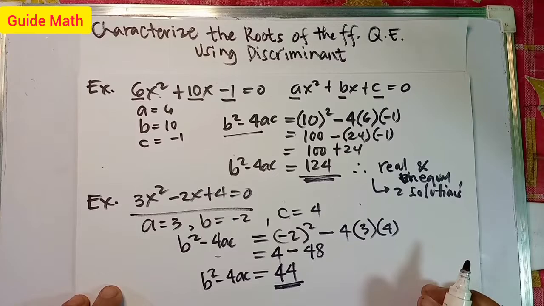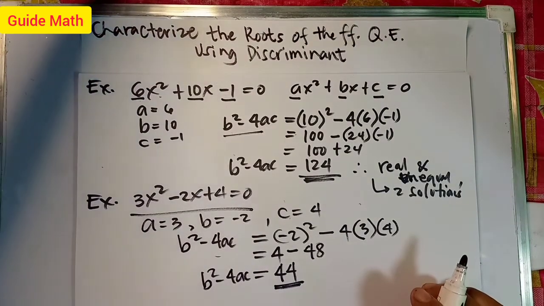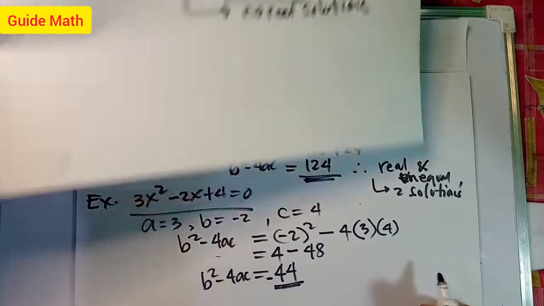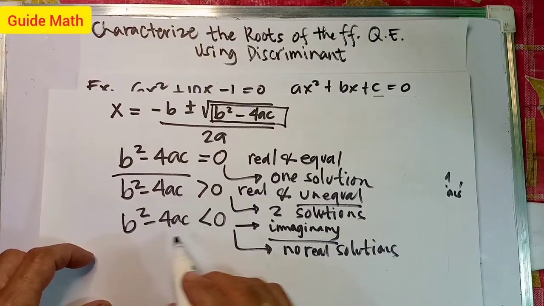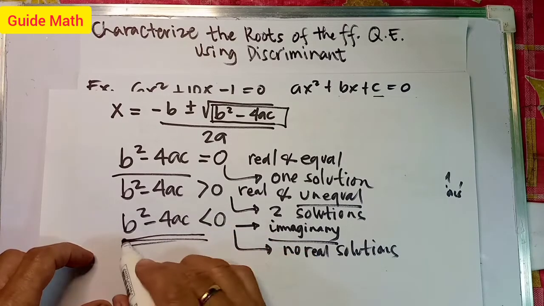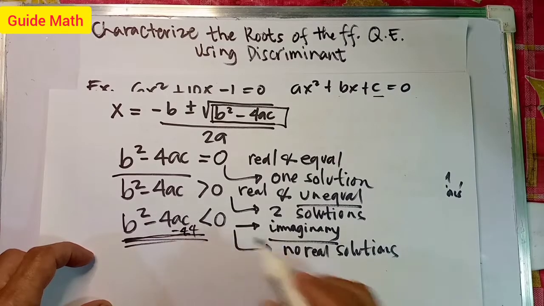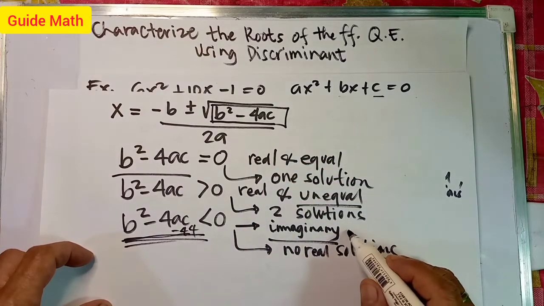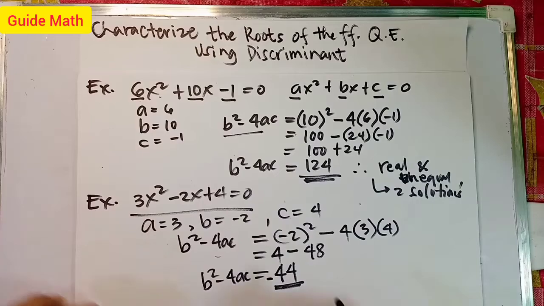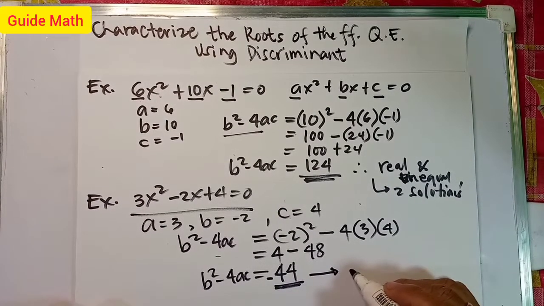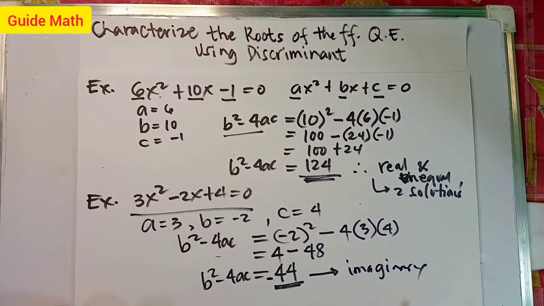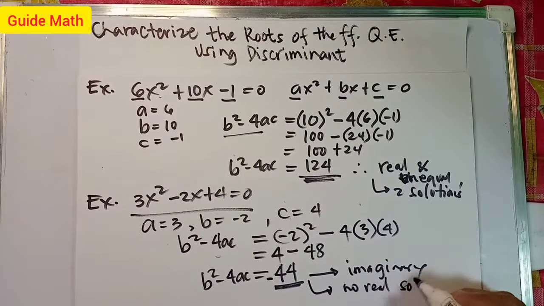So, since naging negative 44 ito, titingnan naman natin yung ating result dito. Not positive, no? Negative 44. So, negative 44 is lesser than 0. That makes this statement true. So, meaning that its roots are imaginary. Ibig sabihin, simple lang ito, ibig sabihin ito is no real solutions.